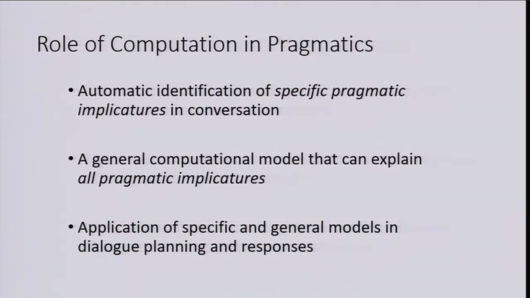So this is one where people have tried to invest some time: identifying implicatures automatically, building classifiers for different kinds of implicatures. And of course, I already said the third one is how you then use those implicatures in, say, dialogue planning, in chatbots, and so on. The middle point is pretty interesting.